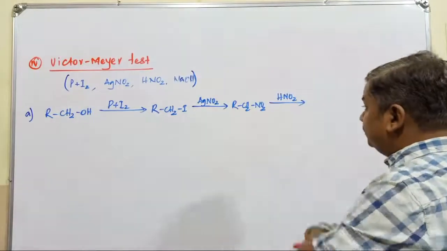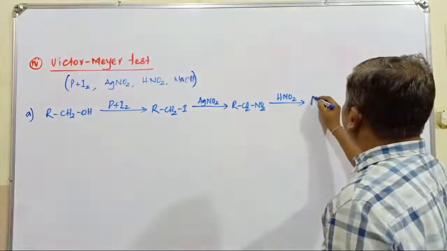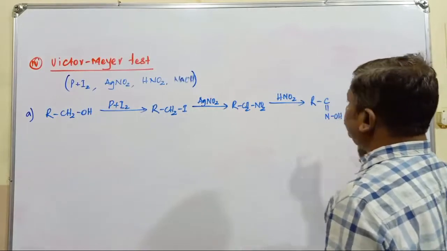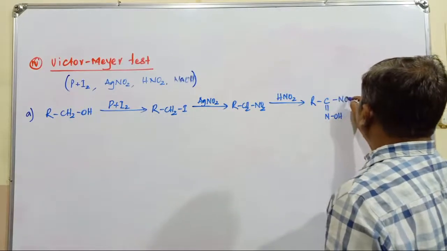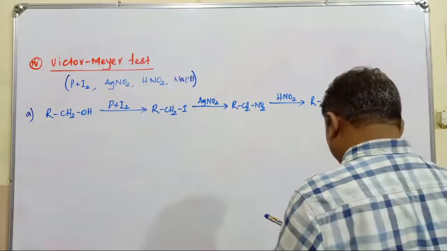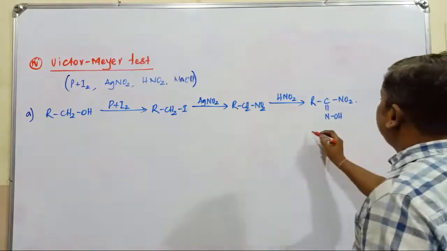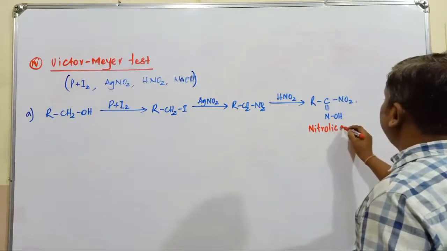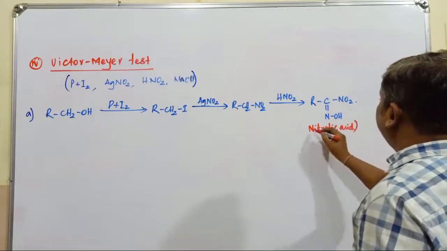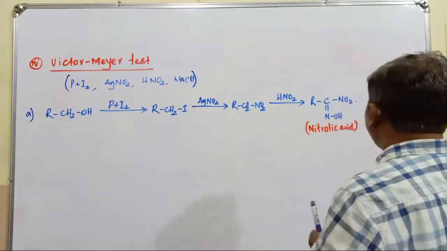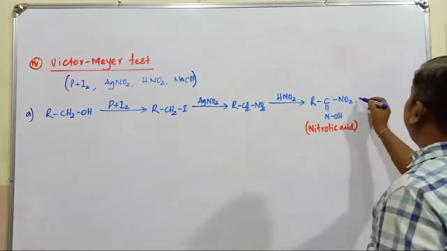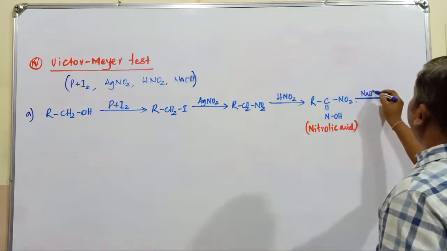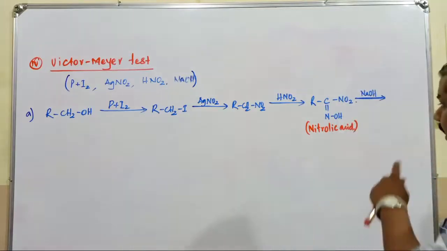Nitrous acid. When it is treated with HNO2, the compound is RC(=NOH)NO2. So this compound is generally called nitrolic acid. What's the name? Nitrolic acid compound. Further, this nitrolic acid is treated with what? Sodium hydroxide. The solution is made alkaline. So this hydrogen is there.